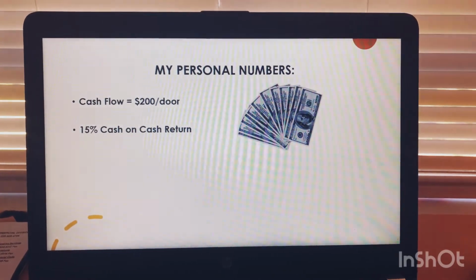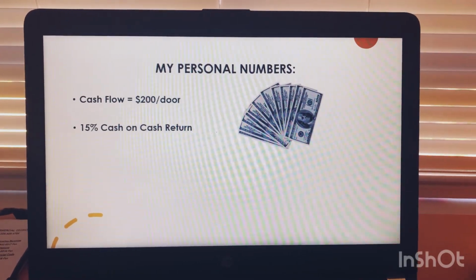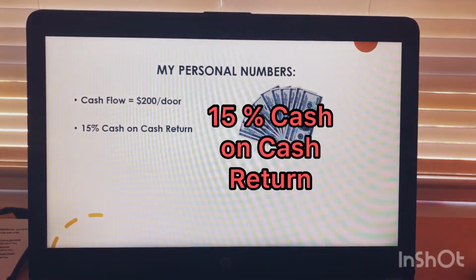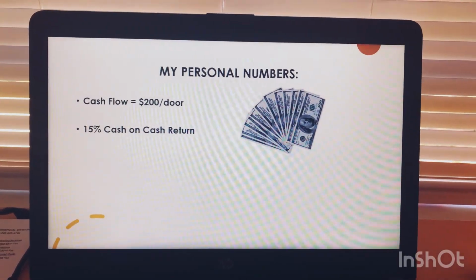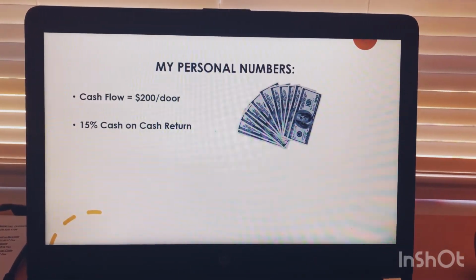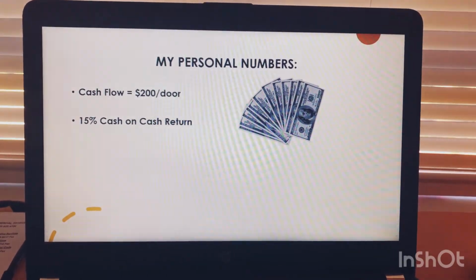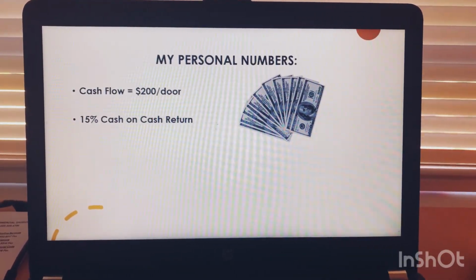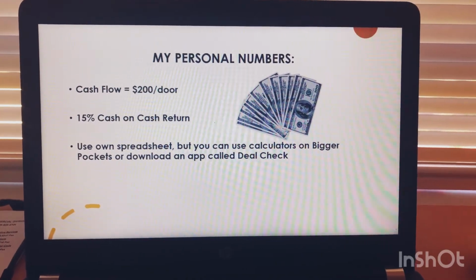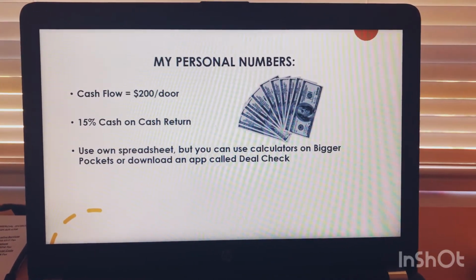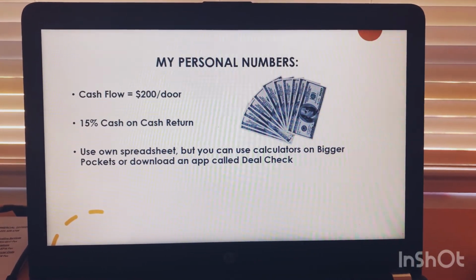The second thing is my cash on cash return. I like to see at least about 15%. Again, this might be a little bit lower or a little bit higher in some cases, but those are the numbers I go by when I evaluate a property to decide if it's worth it or not. Okay, and then what do I use? What's the resource I use to run my numbers?